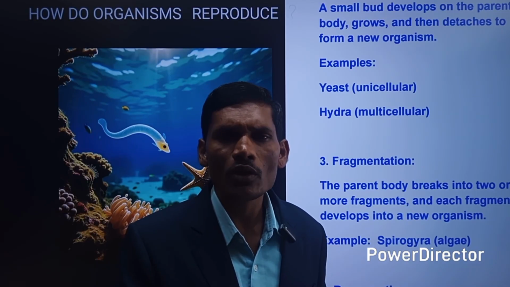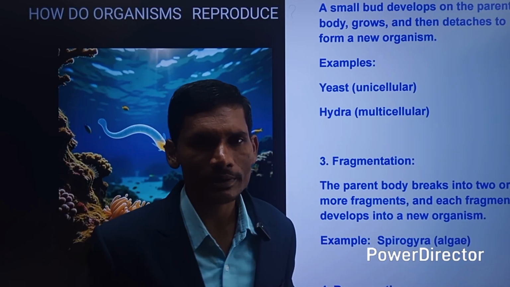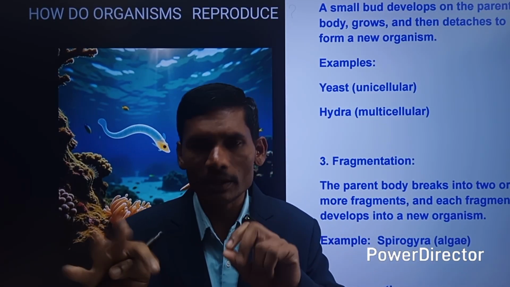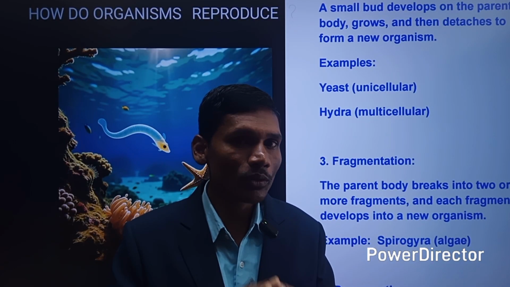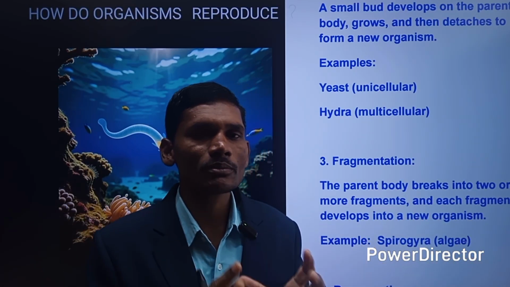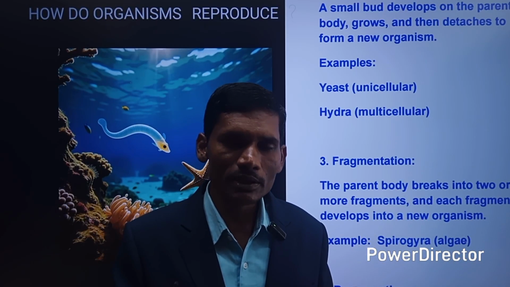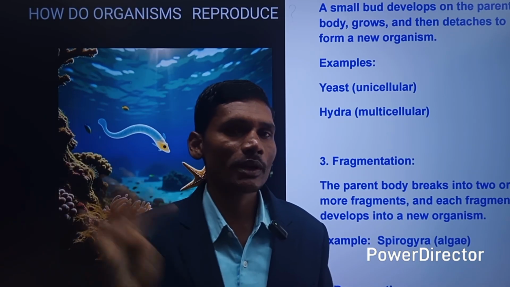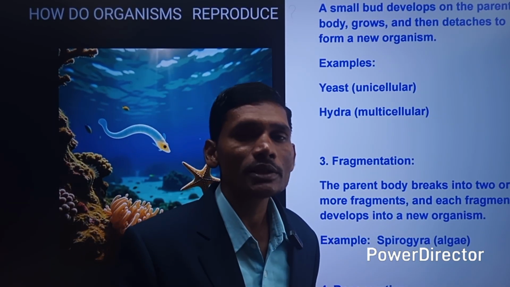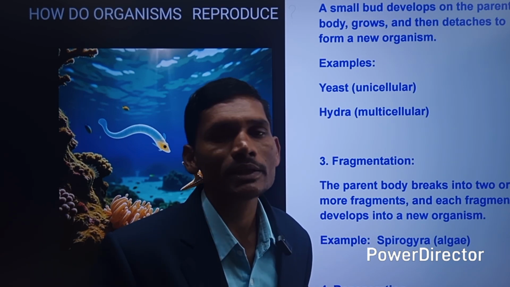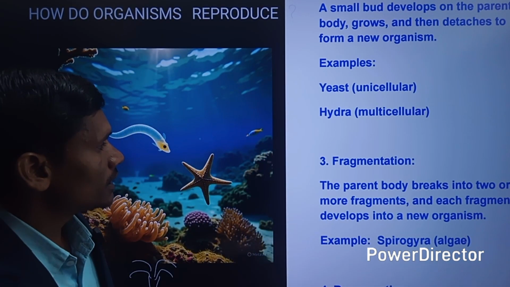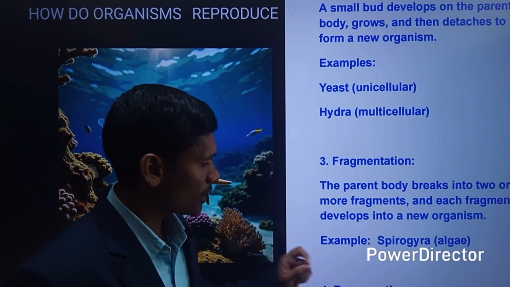This is how, if you have observed lakes or ponds, the boundaries are covered with green patches. That is what we call algae. It covers quickly because of that fragmentation process. It just breaks into two or three pieces, and each piece grows into a new spirogyra. That is called fragmentation. Fragmentation is an asexual method of reproduction, we can say. Spirogyra, over.